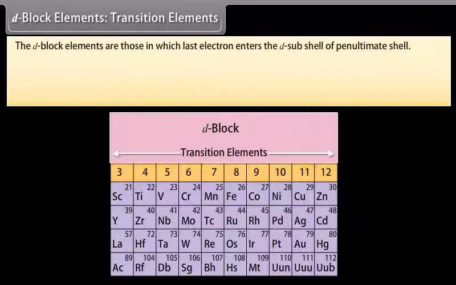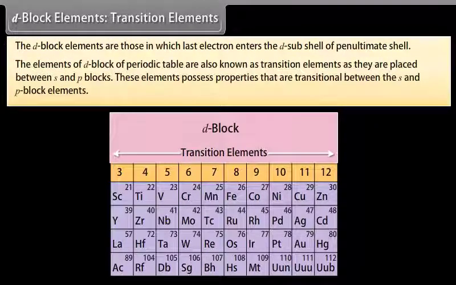D block elements, transition elements. The D block elements are those in which last electron enters the D subshell of penultimate shell. The elements of D block of periodic table are also known as transition elements as they are placed between S and P blocks. These elements possess properties that are transitional between the S and P block elements.